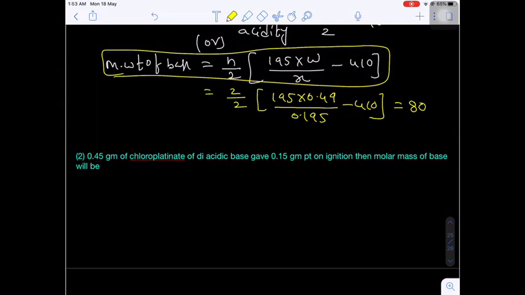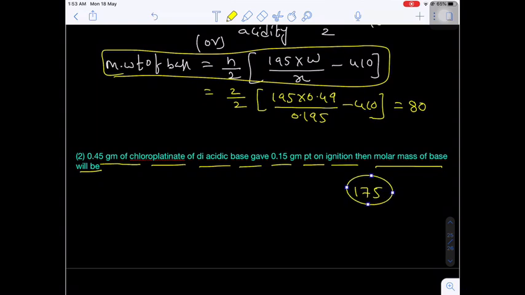Now, one more question is given here. 0.45 grams of a chloroplatinate of a diacidic base, again diacidic base, n factor 2 here. 0.15 grams of platinum will be precipitated. So find the molar mass of the base. Okay, try yourself. The answer will be 175. Molar mass will be 175. Thank you.